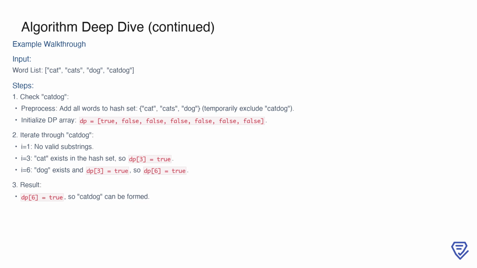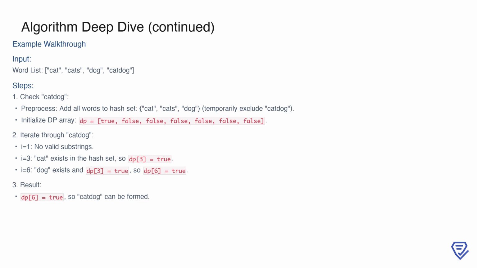Suppose the word list is cat, cats, dog, catdog, and we want to check if catdog can be formed. First, we add all words to a hash set for quick lookups, excluding catdog. The hash set becomes cat, cats, dog. Next, we initialize the dp array as dp equals true, false, false, false, false, false, false.